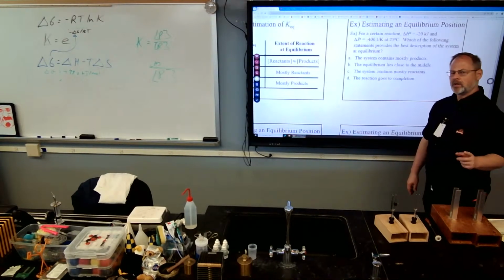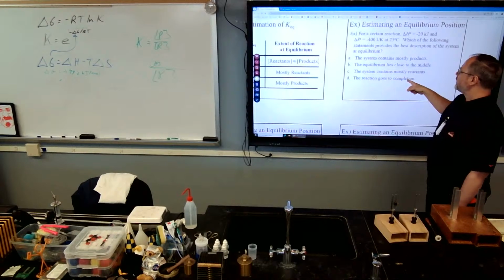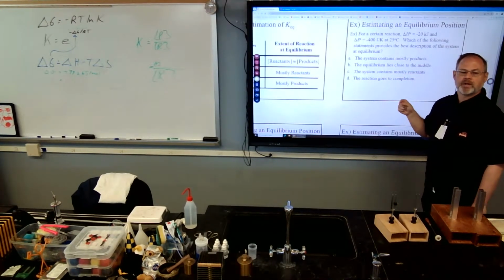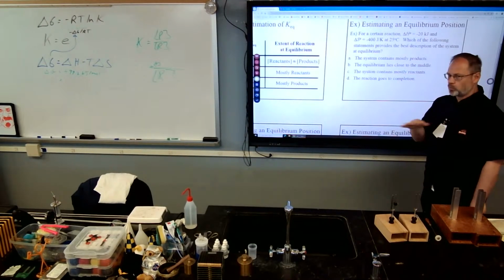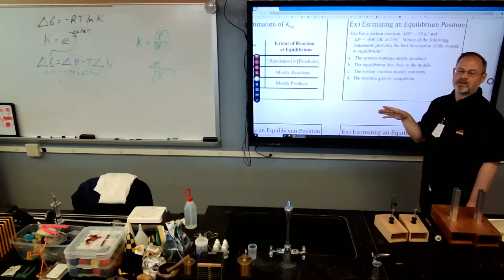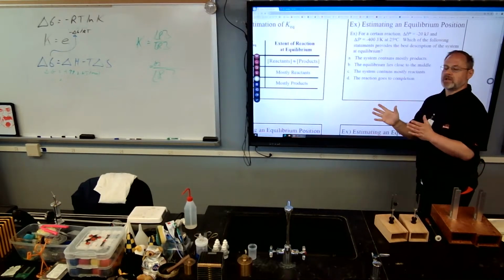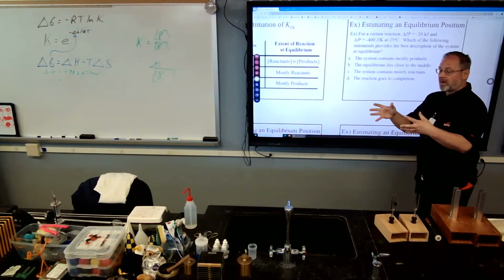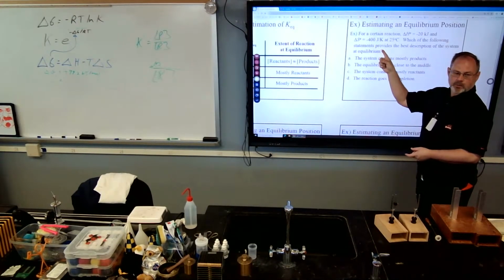Context clue in a second. If you have a system that's asking about equilibrium, D is never going to be correct. If the system asks for equilibrium, going to completion will never be the correct answer. It's always going to be there as a detractor. Even if it's a hugely positive K value, it still never goes to completion if the system's asking about equilibrium.